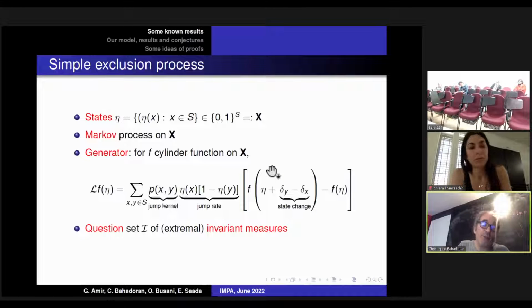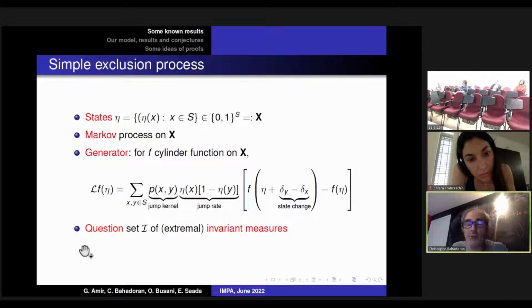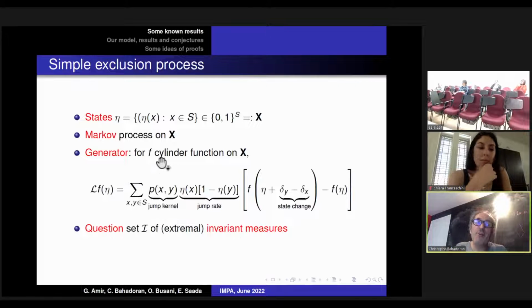One of the basic questions that one asks, as one would ask about almost any Markov process, is what are the invariant measures. So try to describe all invariant measures. Via the Choquet-Deny theorem, to describe all invariant measures in fact means to describe all extremal invariant measures. And this is what we are going to study.